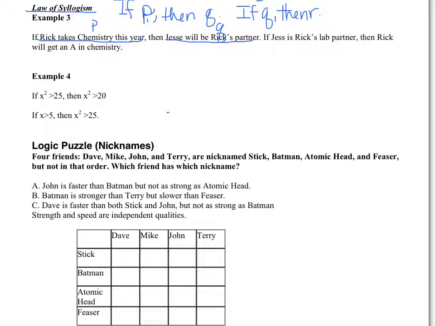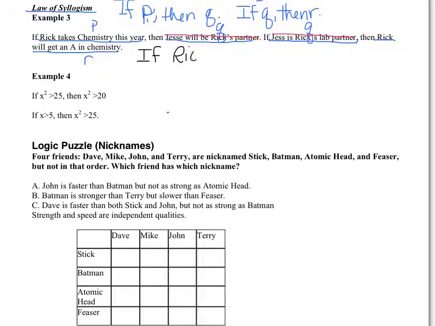Now we're going to look for an if Q, then R. So if Jesse is Rick's lab partner, that's my Q part again, then Rick will get an A in chemistry. That's my R part. So I've got the same piece twice, the two Q's, so I can think of crossing these out. That's what I like to do. And then I'm going to say, if Rick takes chemistry this year, then Rick will get an A in chemistry. So that's my statement.